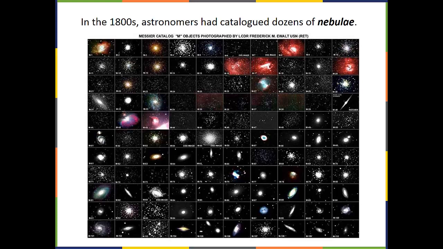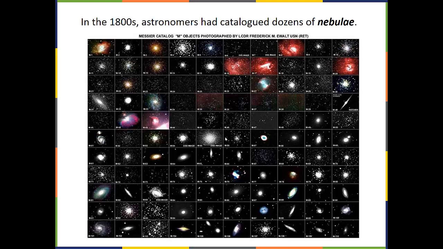From the 1600s onwards, people started looking at the sky with telescopes and discovering new objects. In the 1800s, a comet hunter named Charles Messier made a catalog of over 100 objects that he had looked at that weren't comets and were therefore a nuisance to him. Here they are. At this point in the course, you should be able to identify what types of objects most of these are, even though each image is tiny.